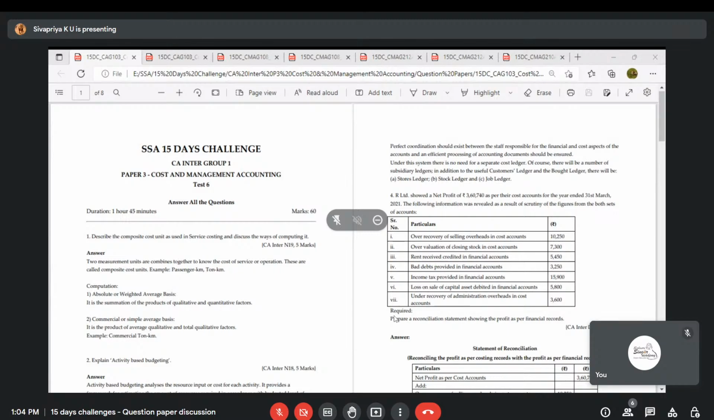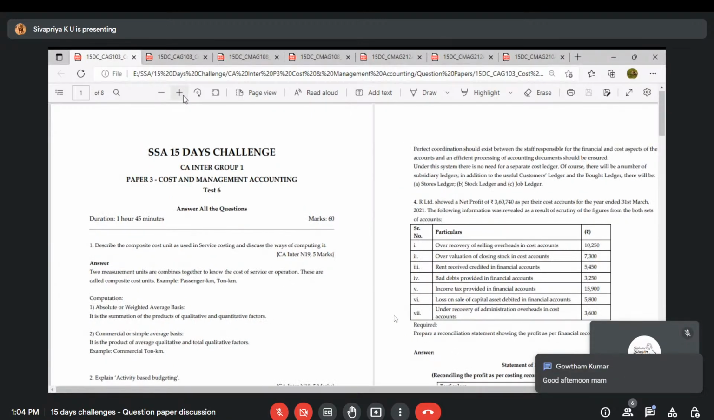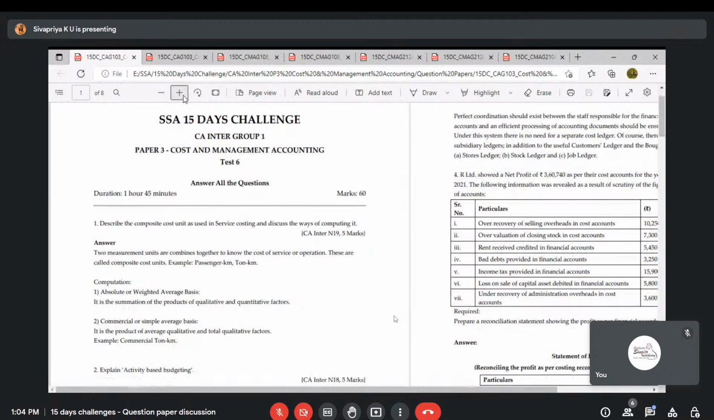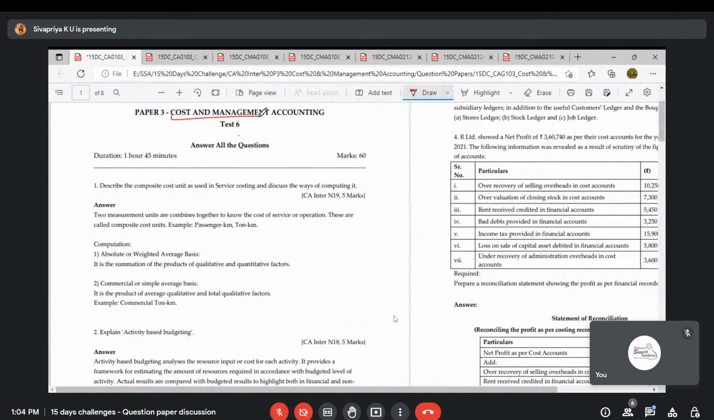Good afternoon, everyone. So first, CA Group 1, test number 6. Test number 6 and 7, ரெண்டு பேரும் இன்னைக்கு பார்த்துலாம். First, test number 6. Cost and Management Accounting, test number 6.